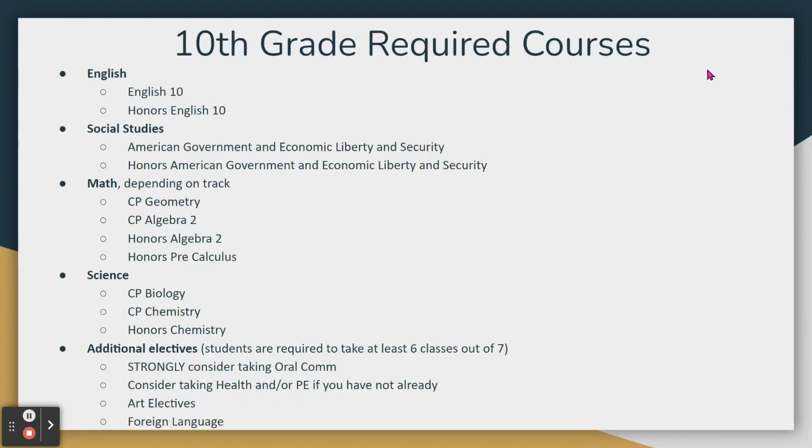10th grade required courses include English, AGELs, math course depending on the math track the student's in, a science course, and again, additional electives. We are strongly encouraging sophomores to consider taking oral communications.